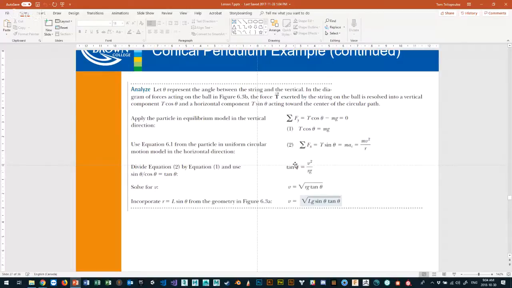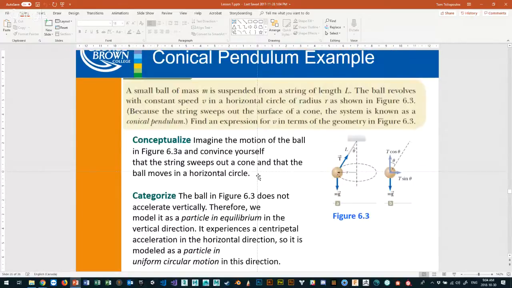Once you've got this, you can find the velocity by solving for v, moving things around. You can say that v is equal to the square root of rg tan theta. And we get to that other equation that I showed you earlier on. Do you want to find the equation for velocity? If the question says find an expression for v in terms of the geometry that we see here, that's what it does. If I want to find the velocity based on the numbers that I have, I can find that out.